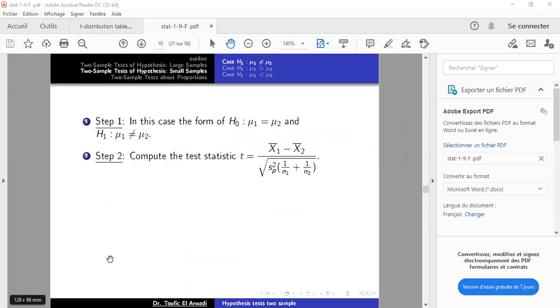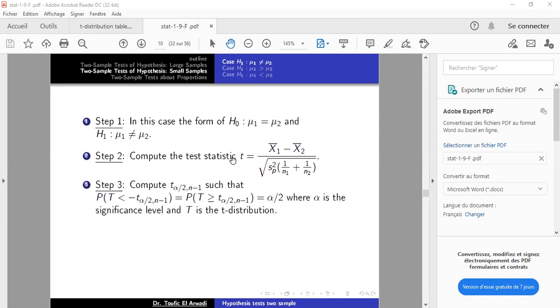Now we have several cases, like in the other hypothesis tests. In the first case, H1 is mu1 different from mu0. So as usual, in the first step we have to define what H0 and H1 are. In the second step we compute the test statistic, which is given by the following formula: T equals x bar 1 minus x bar 2 divided by the square root of SP square times 1 over N1 plus 1 over N2.